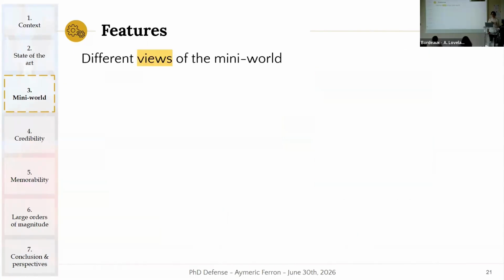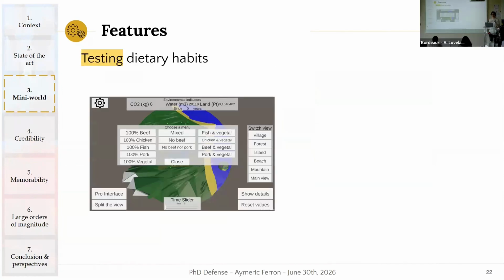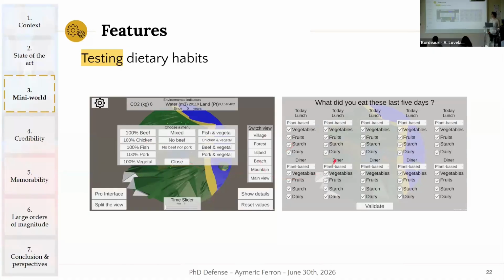So we got different features in this prototype. First, people get to change their point of view to explore the mini world, to see the different types of proxy visualizations. Then they get to test different dietary habits. Some are a bit caricatural, like here, where you could choose, for example, 100% beef or 100% chicken, as if everyone was eating the same thing every day. But here you can also compose your own menu, choosing for 10 meals the proteins, whether you are taking some dairy, some vegetables, etc.